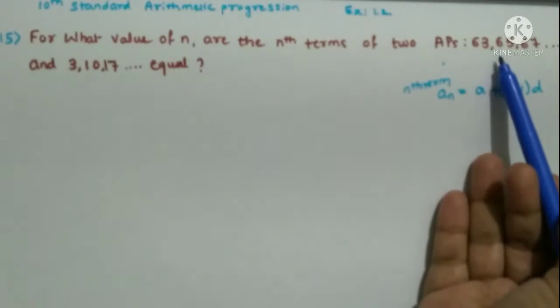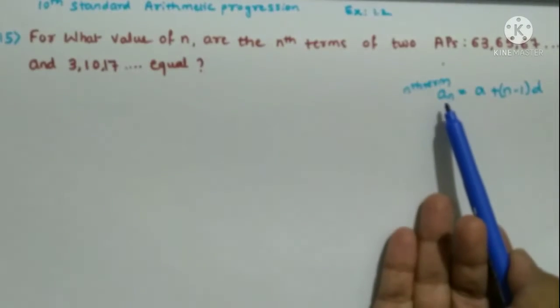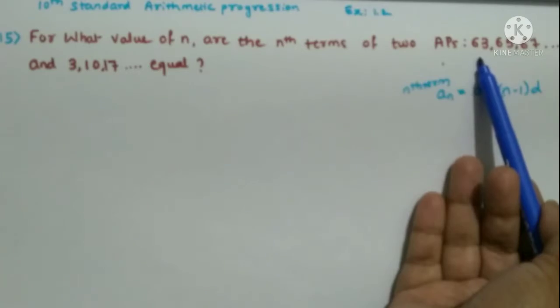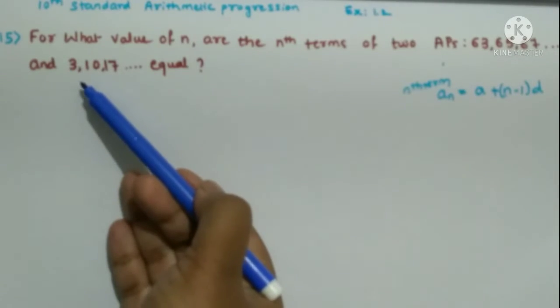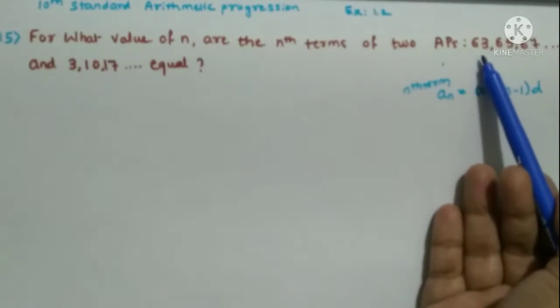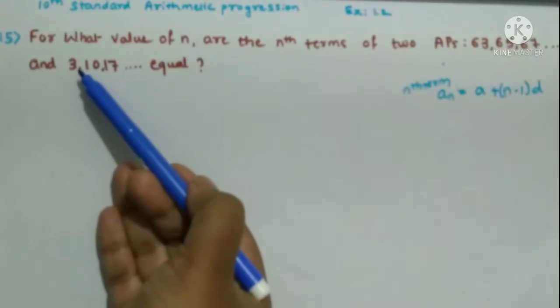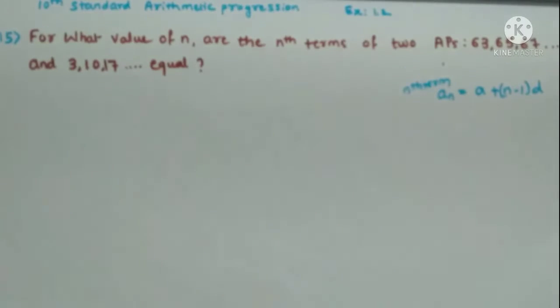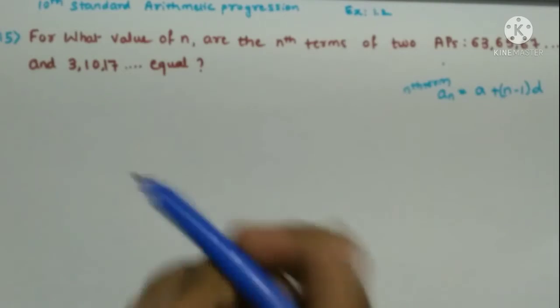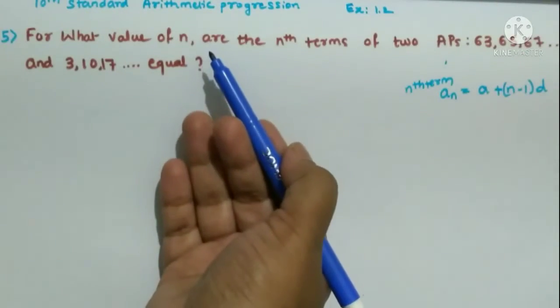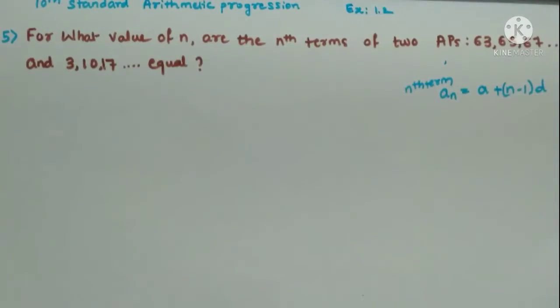Here also we should write the nth term, an. Here the a value is 63. In the second AP the a value is 3. Here the d value is 65 minus 63, which is 2. Here the d value is 10 minus 3, which is 7. So we have to equate the nth terms of both the APs and find the n value. Whatever n value we get, at that place the number will be equal in both the APs.